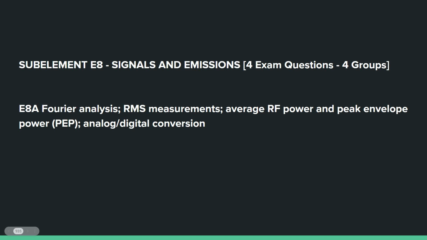And now we're returning with subelement E8, Signals and Emissions. 4 exam questions come from the 4 groups in this subelement. E8A covers Fourier analysis, RMS measurements, average RF power and peak envelope power, also known as PEP, and analog and digital conversion.